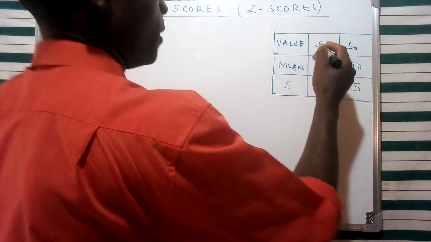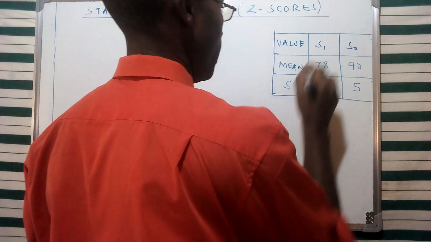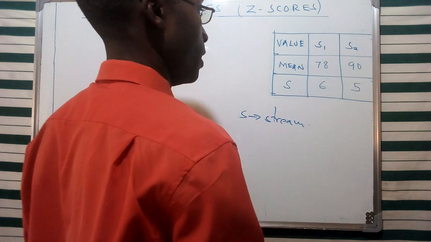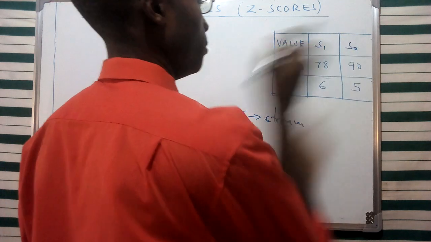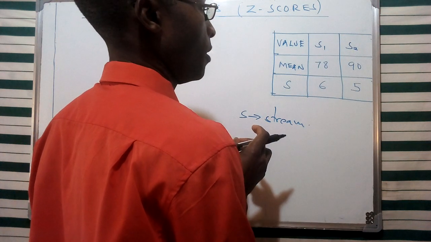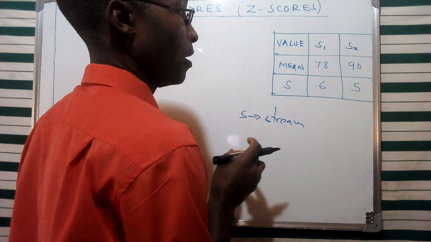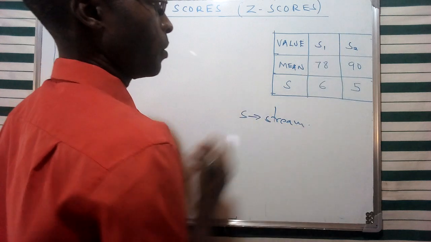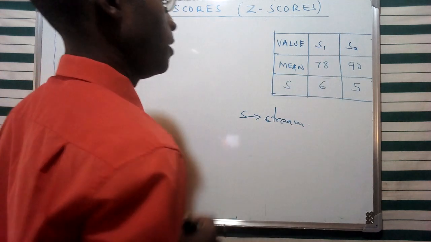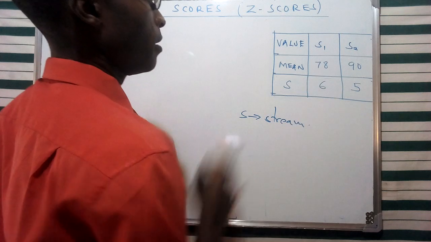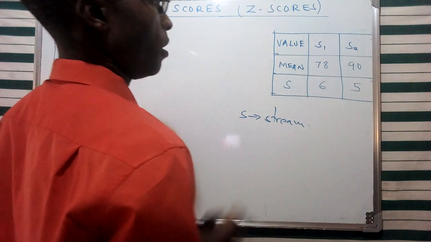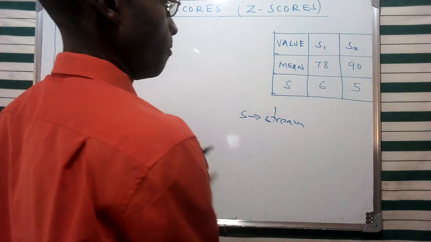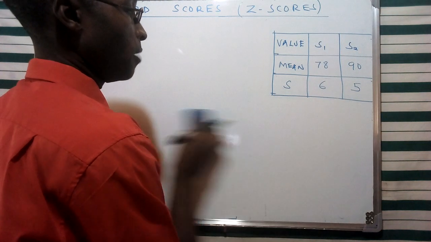Now, in this case, I've given these particular groups in terms of streams. So in this case, my S is going to represent a particular stream, given as stream 1 and stream 2. Now we can consider this as an examination being undertaken by two specific streams or classes, 1 and 2, whereby class 1 in that examination obtained a mean of 78 and a standard deviation of 6, whereas class 2 or stream 2 obtained a mean of 90 in that test and a standard deviation of 5.